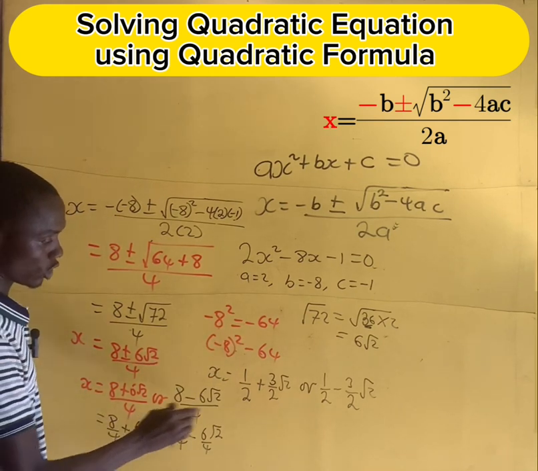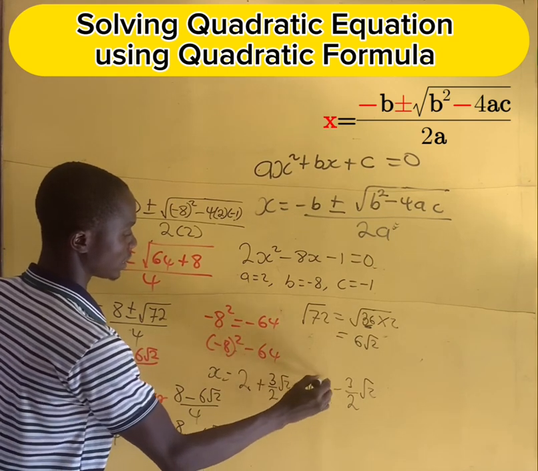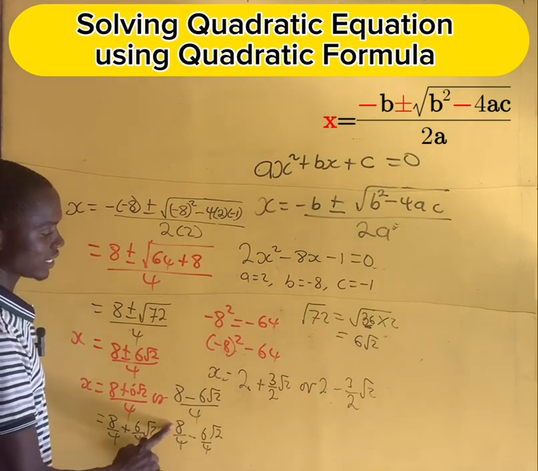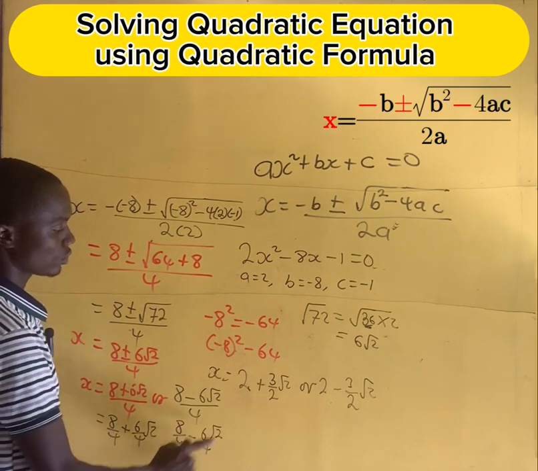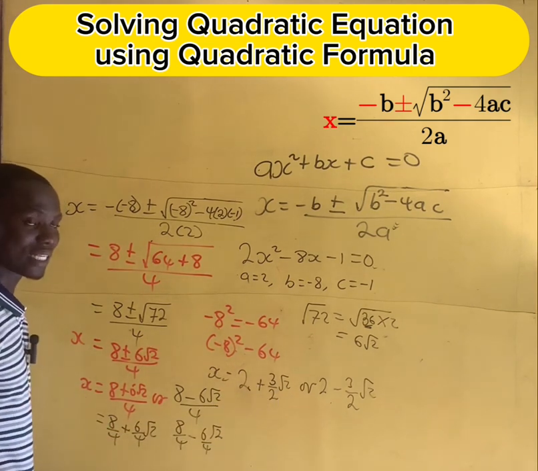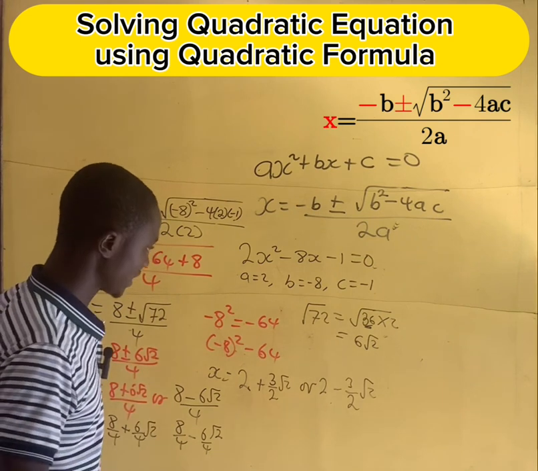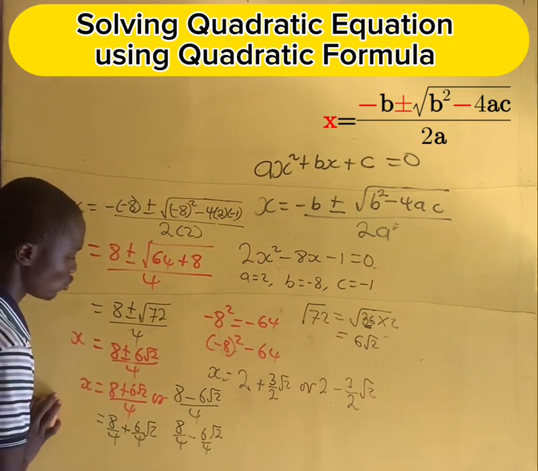Because here, oh sorry, this is 2 and this is 2. Because 4 divides 8, 2. Here 4 divides 8, 2. Here 2 divides 6, 3. 2 divides 4, 2. So that's why we have this as our answer. Now, let us check the other example and see in a very simple way, right?